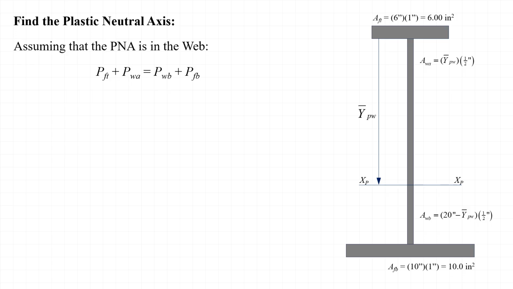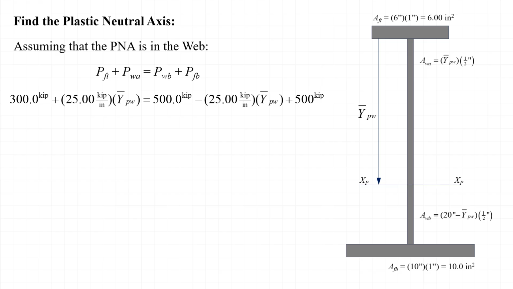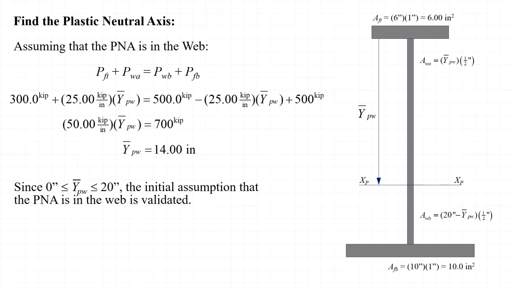If we assume that the plastic neutral axis is in the web, then we can write that P sub Ft plus P sub Wa is equal to P sub Wb plus P sub Fb. Substituting the values for the plastic force resultants that we found on the previous slide, we can solve for the location of the plastic neutral axis, y bar sub pw. As a check, we see that our initial assumption that the plastic neutral axis was in the web is validated since the value of y bar sub pw that we found falls between 0 inches and 20 inches.